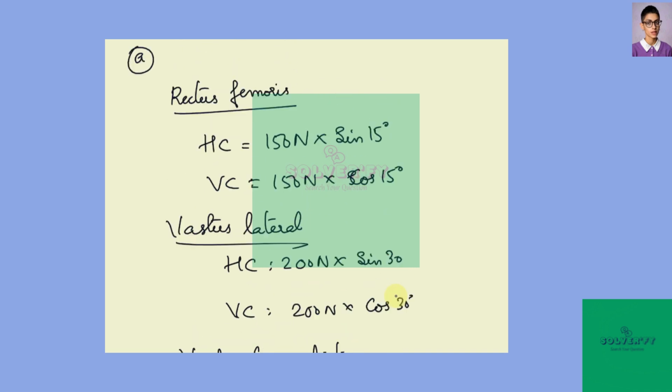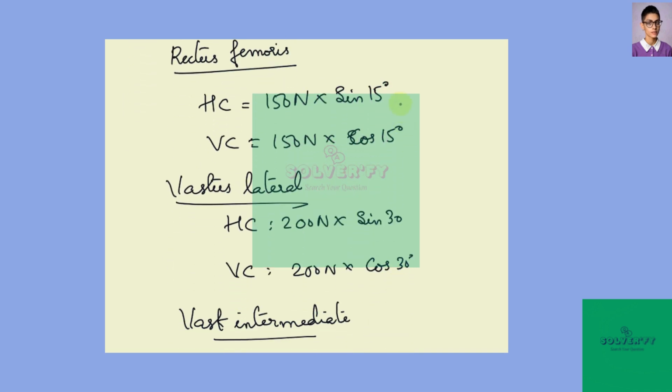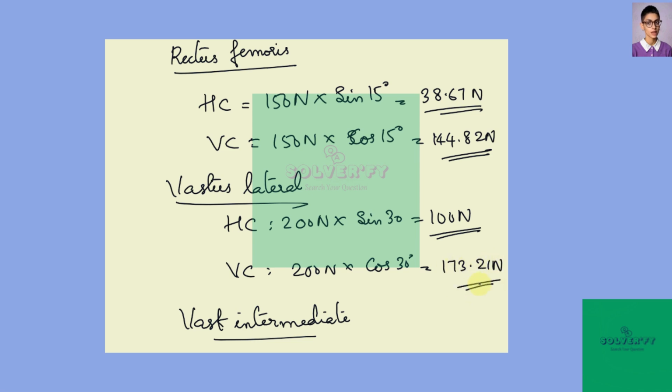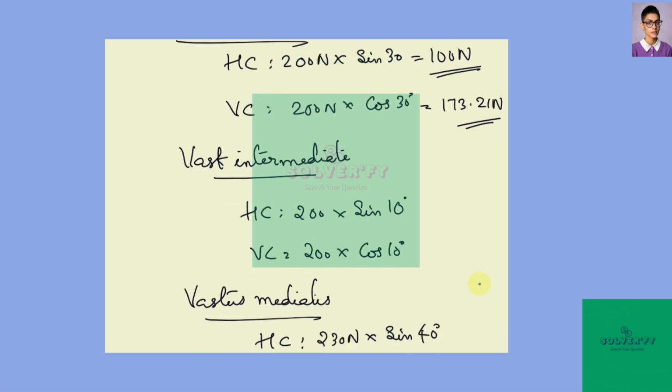Here, for the first one, that is the rectus femoris, the horizontal component is 38.67 Newton and the vertical component is 144.82 Newton. And for vastus lateralis, the horizontal component is 100 Newton and the vertical component is 173.21 Newton. And the next one is vastus intermedius.